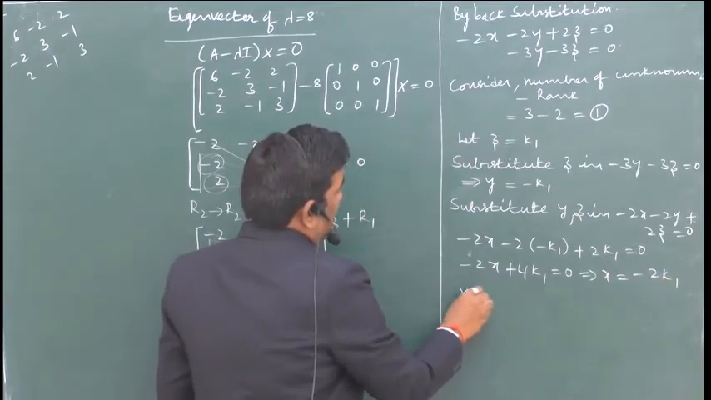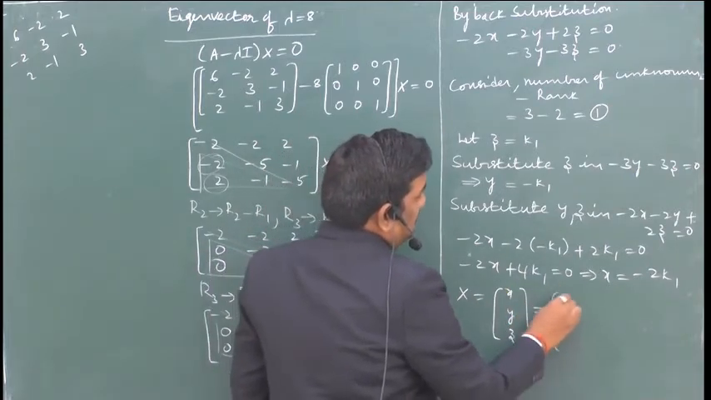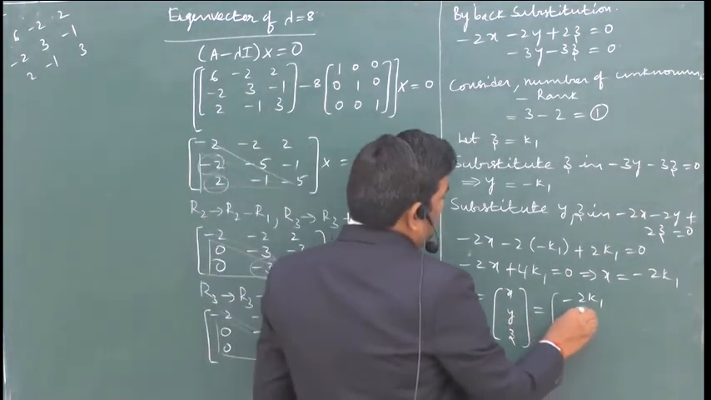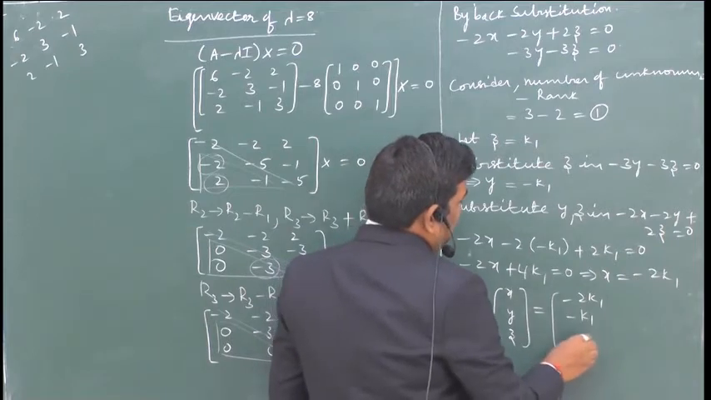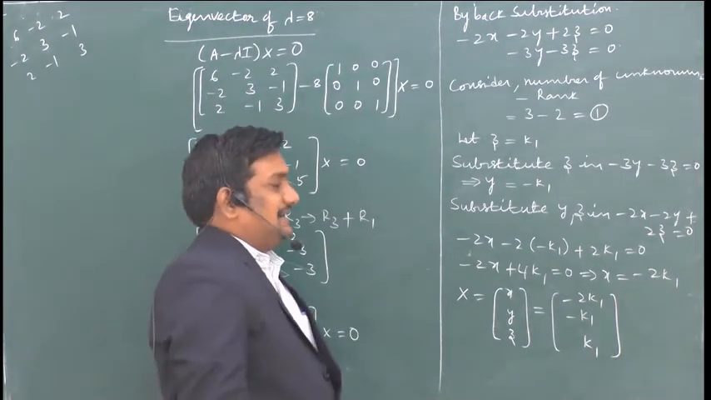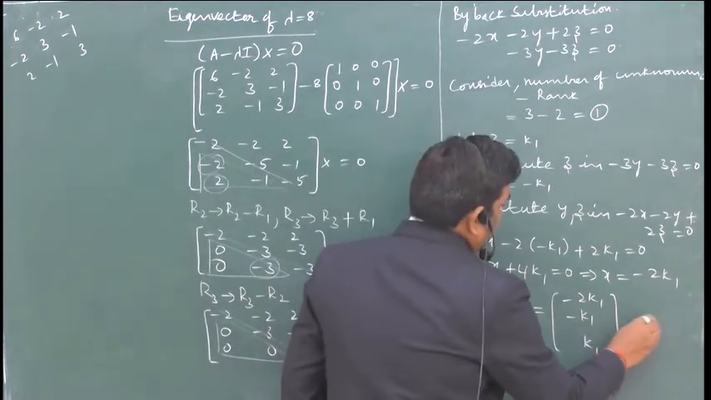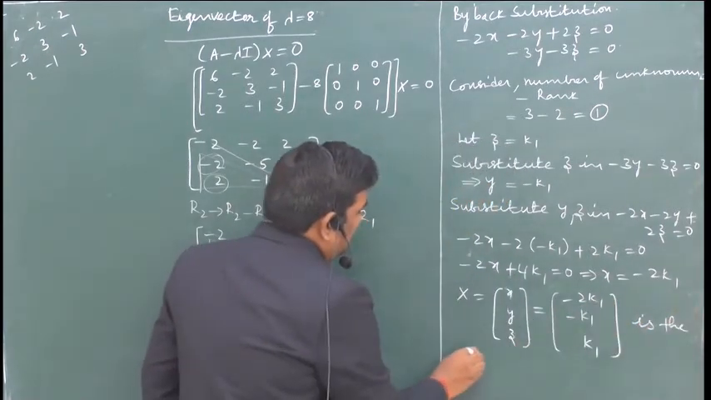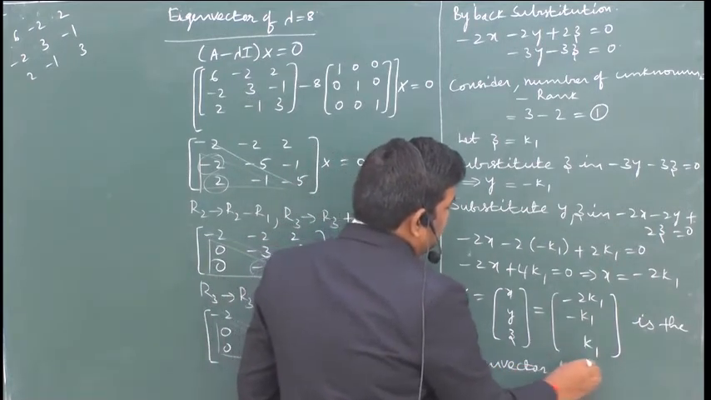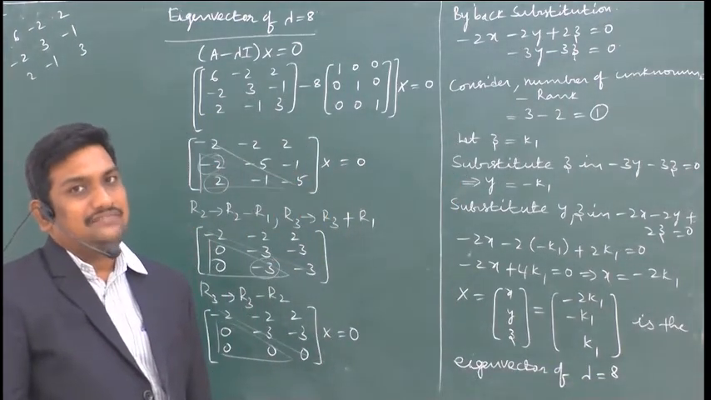Now finally the eigenvector is the column matrix x, y, z. The x value is minus 2k1, the y value is minus k1 and the z value is k1. Here k1 is an arbitrary constant, so that means k1 can take any value, any number. So this is the eigenvector of lambda equals 8. This is one approach to find the eigenvector.